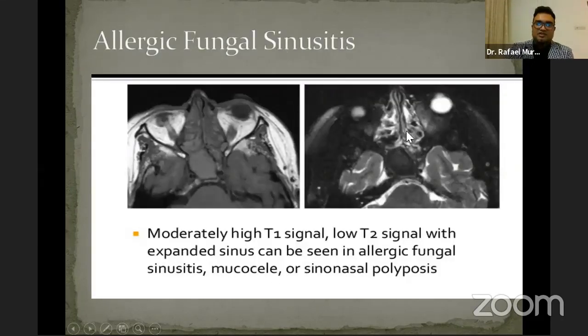So this is an MRI of an allergic fungal sinusitis. First we are seeing a T1 weighted image, showing moderately high T1 signal and low T2 signal with expanded sinus, which can be seen in allergic fungal sinusitis. We can see the fungus ball here where the mouse is placed, and the fluid collection in the bilateral ethmoid sinuses. So it could be sinusitis, mucocele, or sinonasal polyposis. These three differentials should be in the head of the physician.